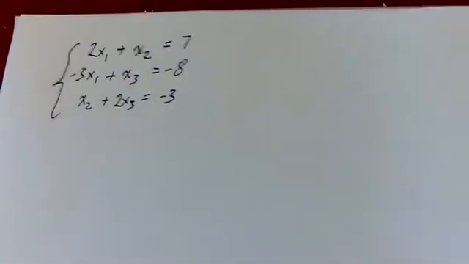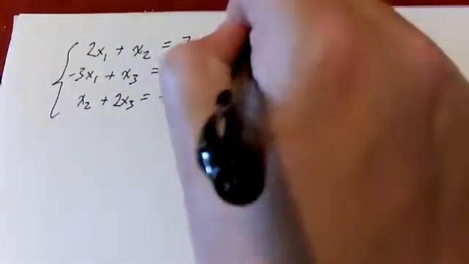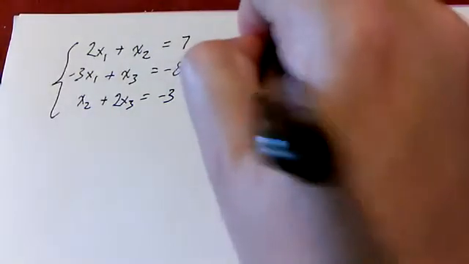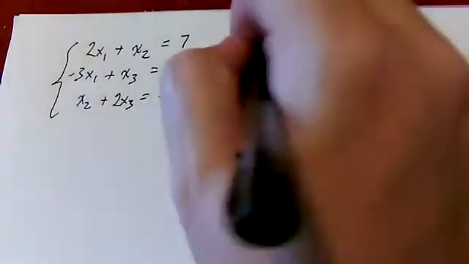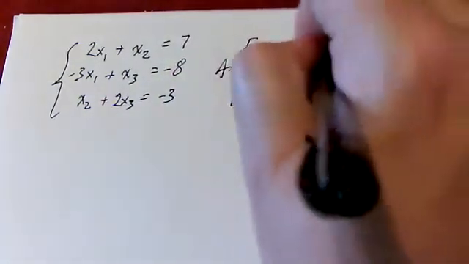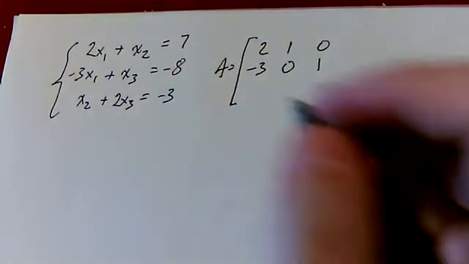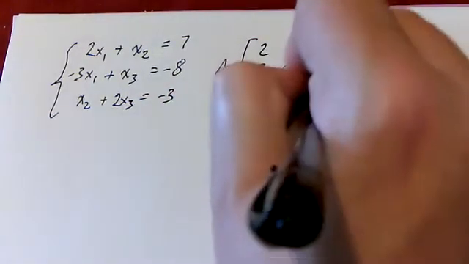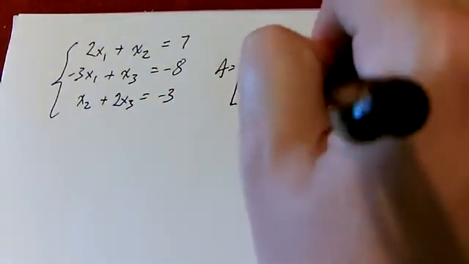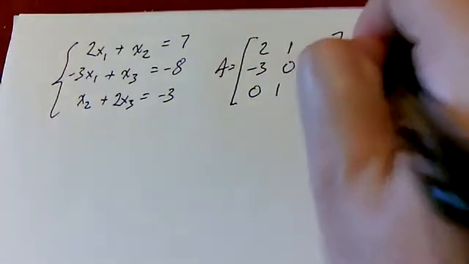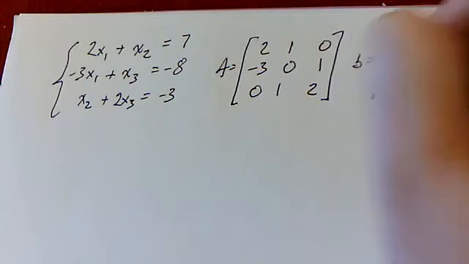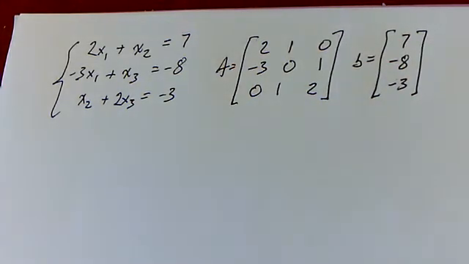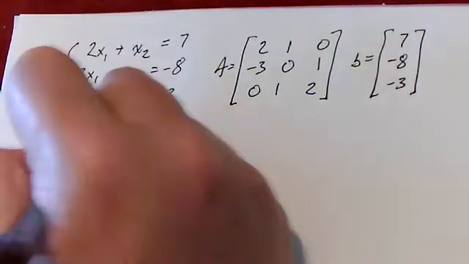Okay, so notice there are 3 variables there, x1, x2, and x3. So make sure you account for that when you write down your coefficient matrix A. So I've got 2, 1, 0 for the first row, because I have 0 copies of x3. Second row is going to be negative 3, 0, 1, because I have 0 copies of x2. And the bottom row is going to be 0, 1, 2. Okay, so there's A. My vector B, remember that's doing the replacing here, is 7, negative 8, negative 3. So now I can write down what A1, A2, and A3 are.